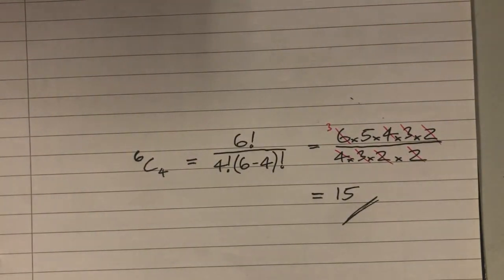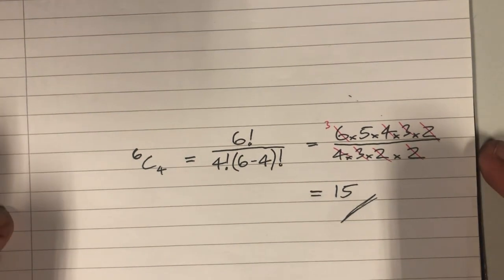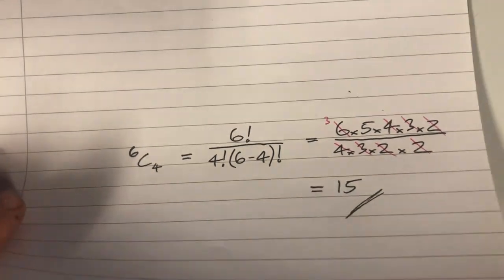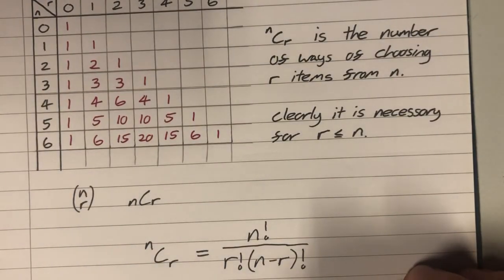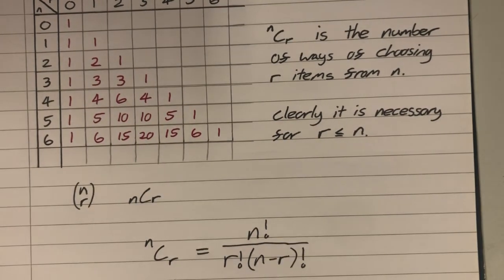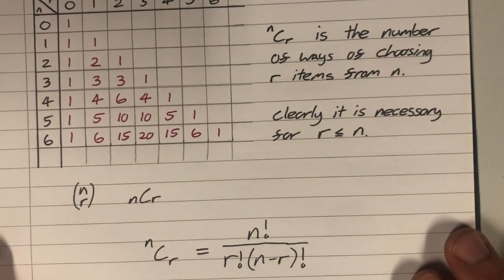I'm not going to go into the proof as to why this nCr formula works and gives the coefficients of Pascal's triangle as it does in this video. But there are plenty of resources online which will give you the reason why this works.